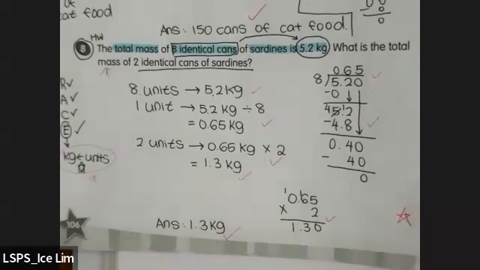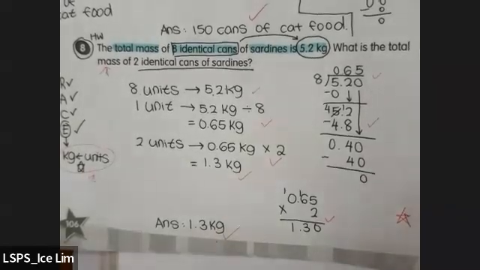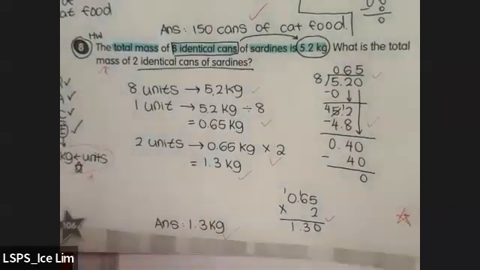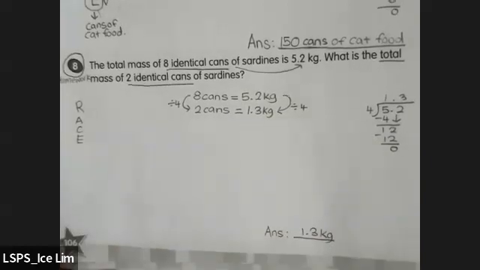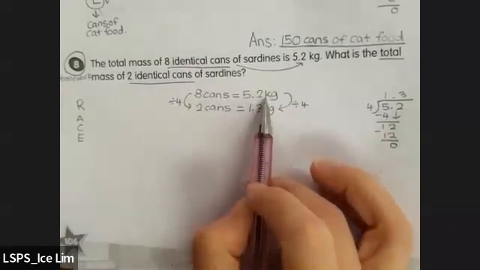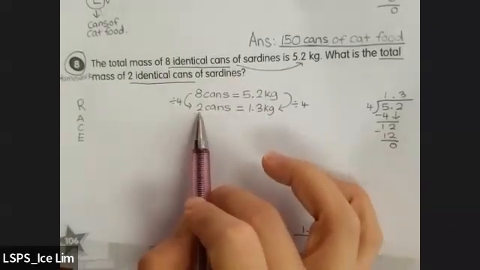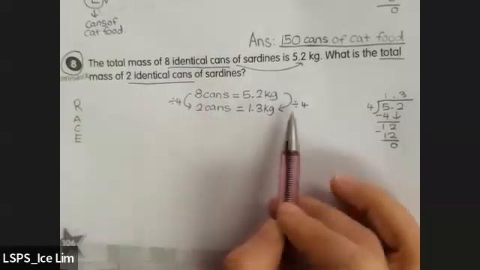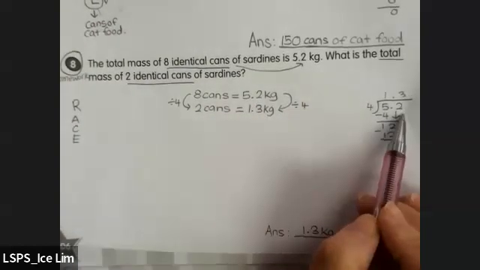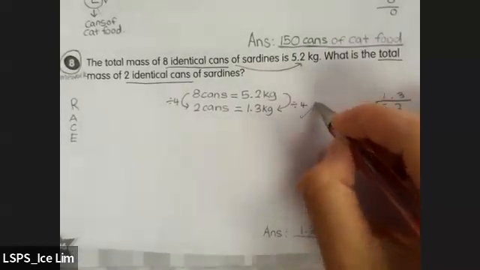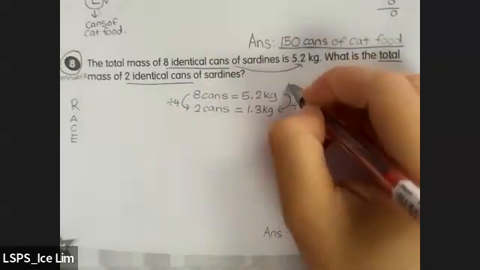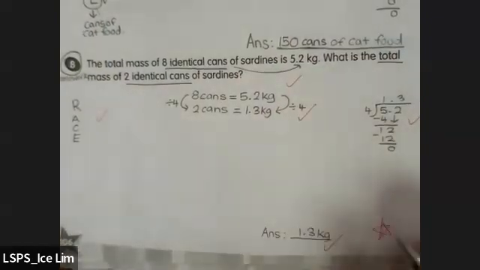Oh, there's a shortcut for this question. Anybody? Okay, Luke says he has a shortcut. Very nice. Let's take a look at Luke's one. That's how he did it. From 8 cans, 5.2, he gets to 2 immediately by just dividing by 4. And then 1.3. So he only did one working. And that is excellent also. Very good.